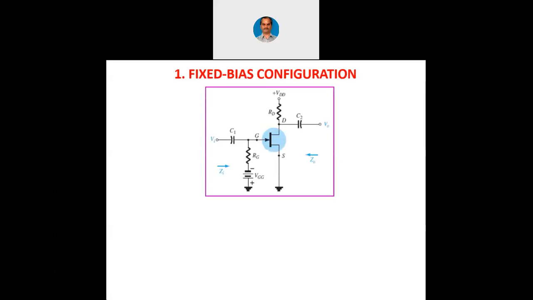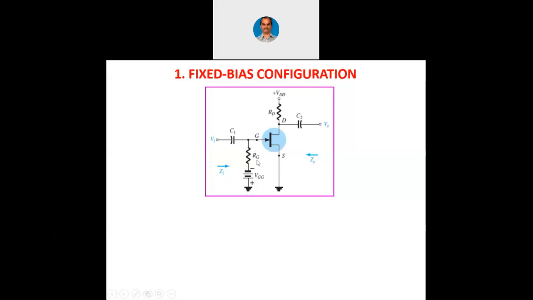Let us start with the AC analysis of the first configuration, that is fixed bias. Now this is the circuit which we had used. We had used a power supply at the gate. We had two power supplies. One was this negative gate voltage at the gate in order to have a reverse bias at the input side, and we had used this RG to prevent the AC signal from being absorbed by the power supply.